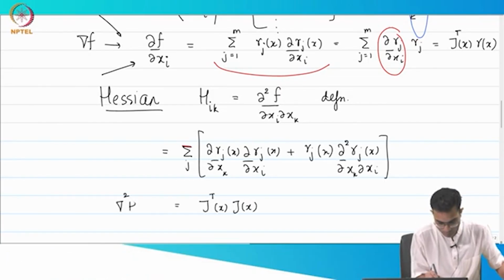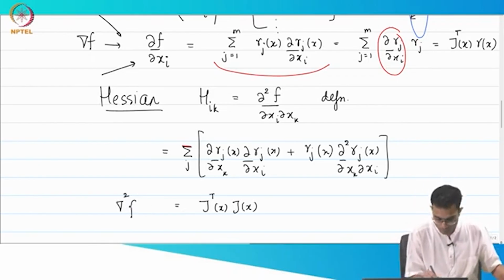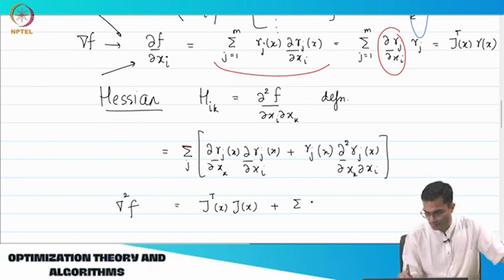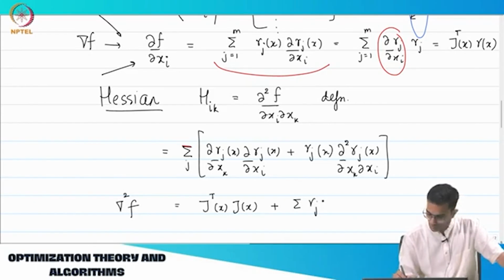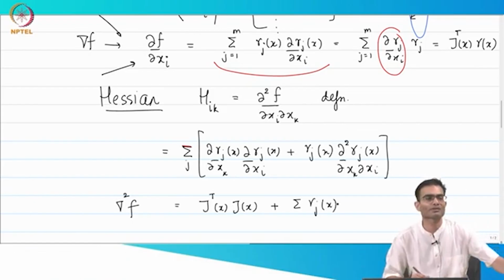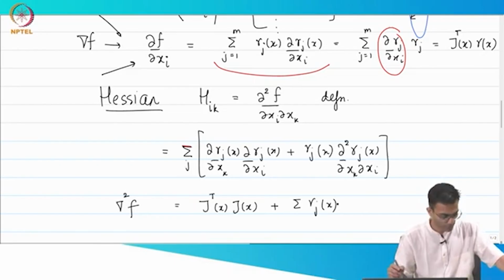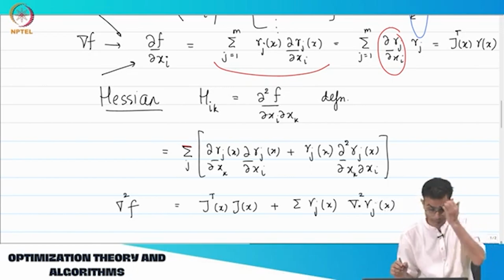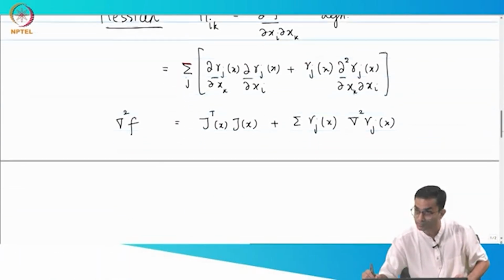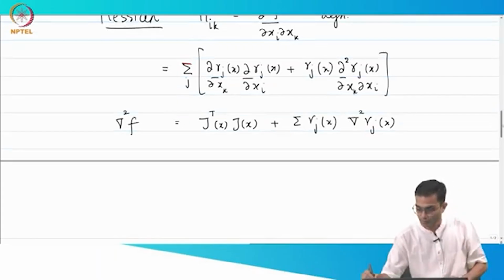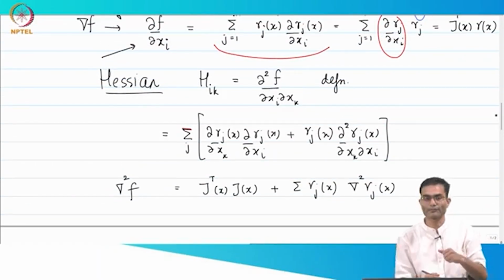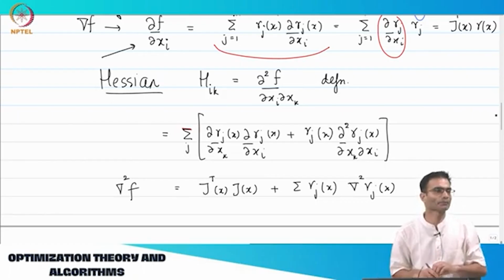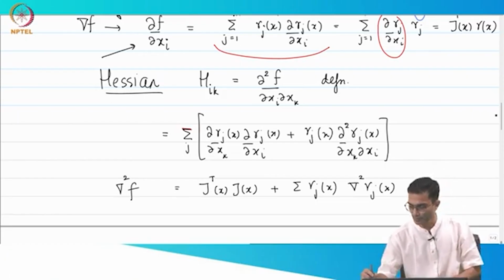This is the first term. The second term is just going to be, I'm just going to write it like this. Okay, so r_j(x), and the second term, what would you call it? This is the Hessian of r_j, right? So we've got our gradient, we've got our Hessian. Hessian surprisingly didn't end up looking very, very complicated. You have two terms over here.